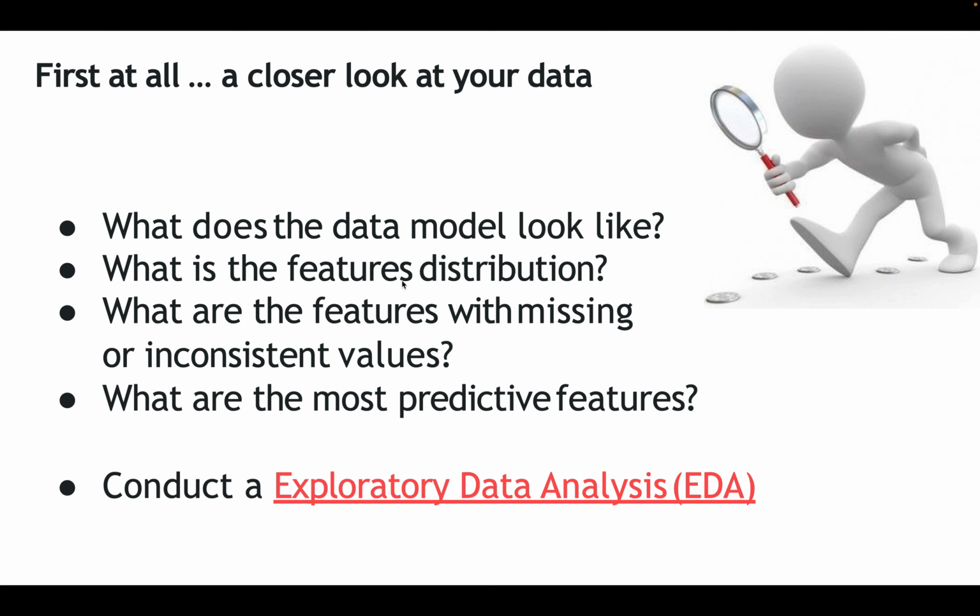First of all, have a closer look at your data. What does the data model look like? First think about what the data model is going to recognize. What are the features that you're going to need? What is the feature distribution that it is going to need? What are the features with missing or inconsistent values? If that feature set is required and it has missing or inconsistent values, then fix them. What are the most predictive features? That is, which features from the data set are going to help you develop better accuracy for your model.